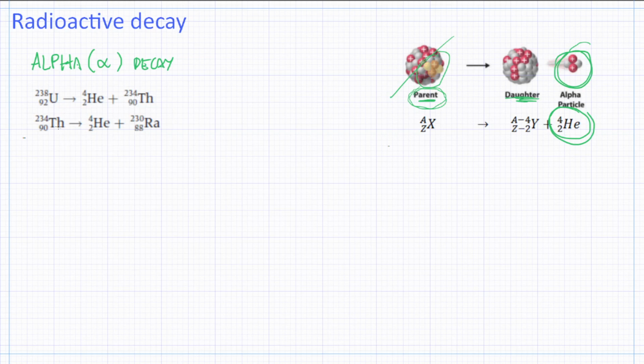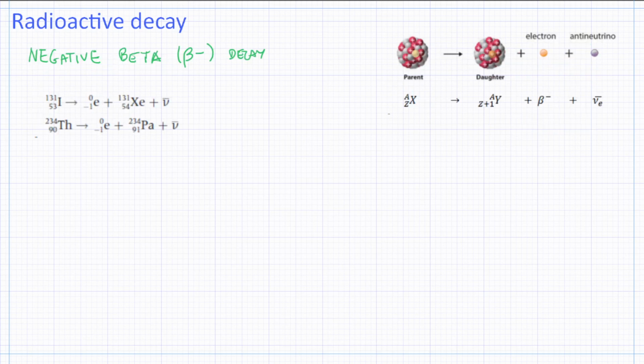Now thorium can also undergo alpha decay, and then it will become radium. You can observe here again, 90 is 88 plus 2, and 234 is 230 plus 4. That's okay, isn't it? Now, in the negative beta decay, the unstable nuclide will emit 1 electron.